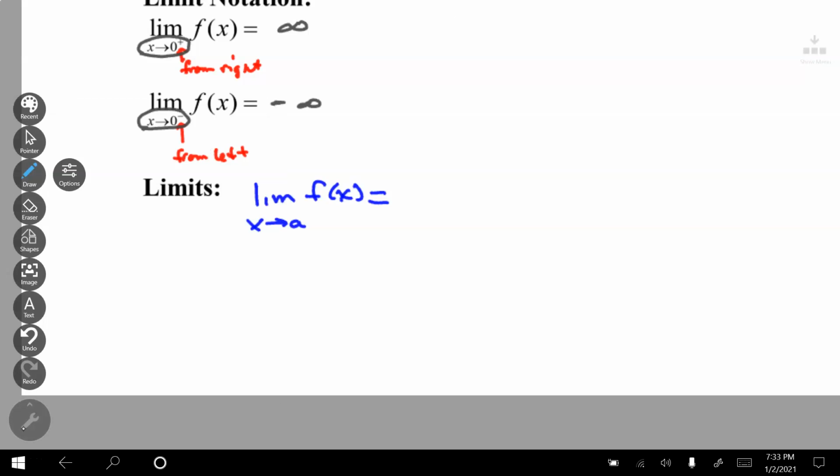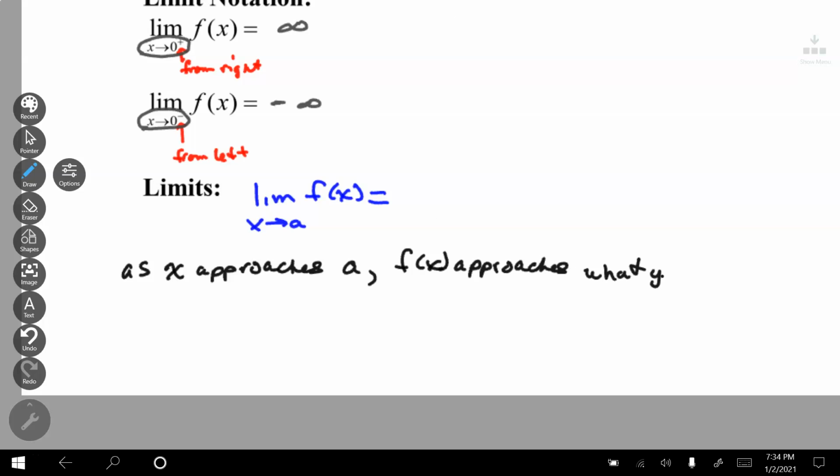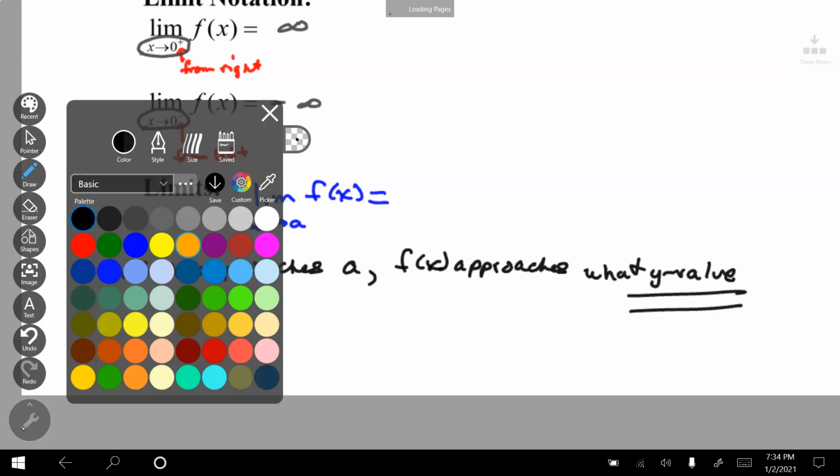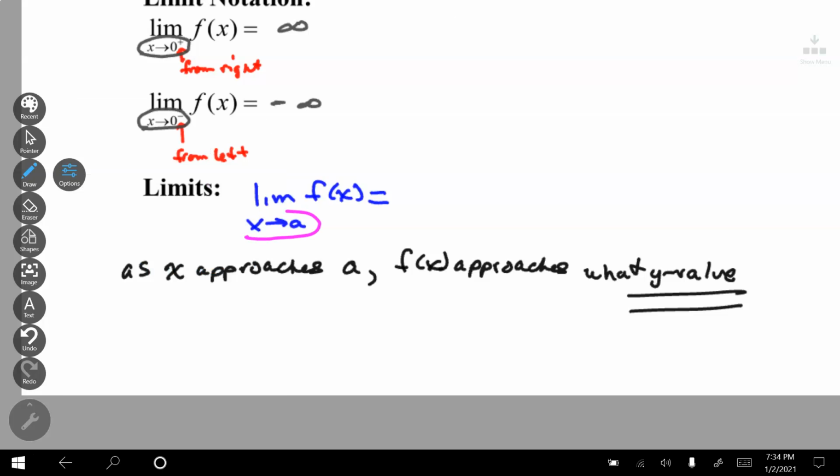So the idea is as x approaches some number a, f of x approaches, basically it's asking what y value is it approaching. That's what it's trying to figure out. So whenever you do these limits, it's telling you exactly, go to some specific x value and tell me what y value we're approaching.